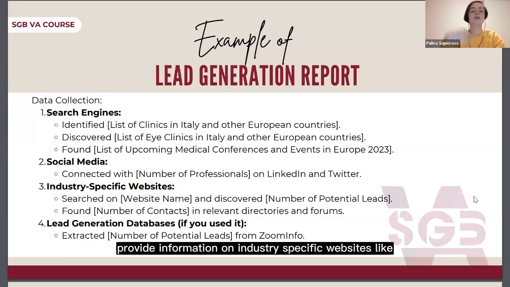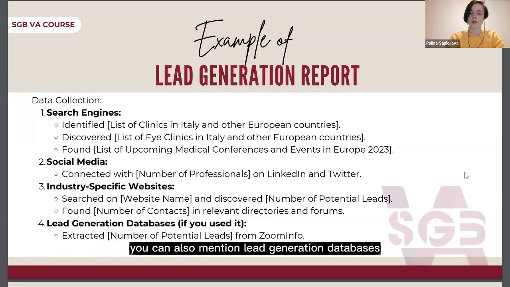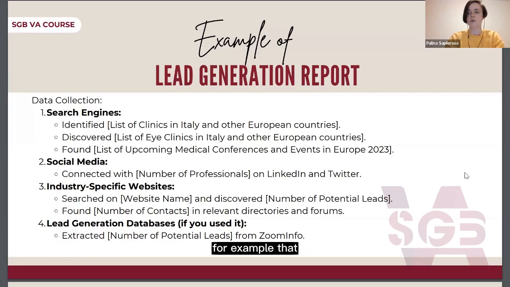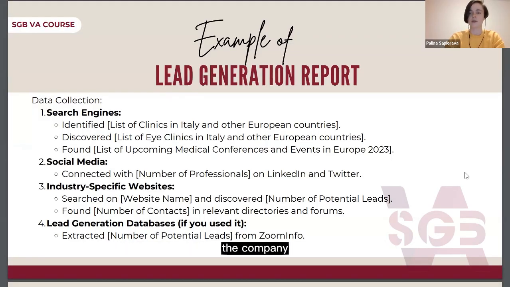And then you can provide information on industry-specific websites, like that you have searched on some specific website and discovered some amount of potential leads. Then you found these contacts in relevant forums, for example. And of course, if you use them, you can also mention lead generation databases, for example, that you have extracted the list with some potential leads that might be interested to the company.